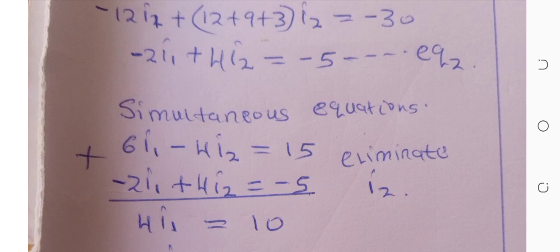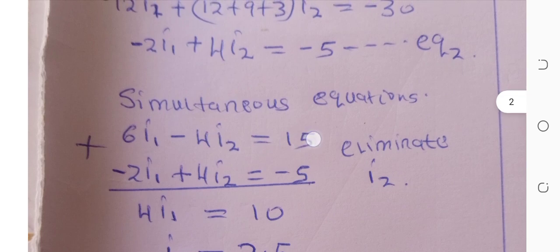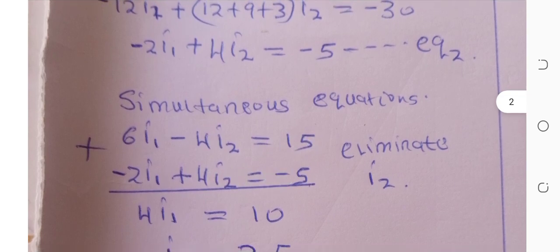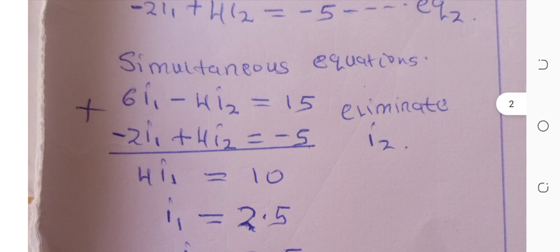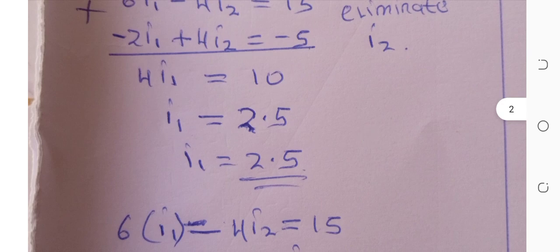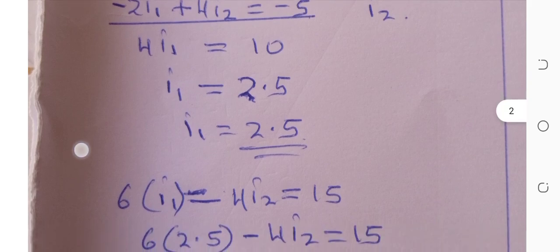Then the second one is negative 2. This was the equation for loop 1, then loop 2 is negative 2i1 plus 4i2 equals negative 5. So to eliminate i2, we add these two equations. Adding, we get 6 plus negative 2i1, that is 4i1, and 0 equals 10. Solving these, we get i1 equals 2.5.